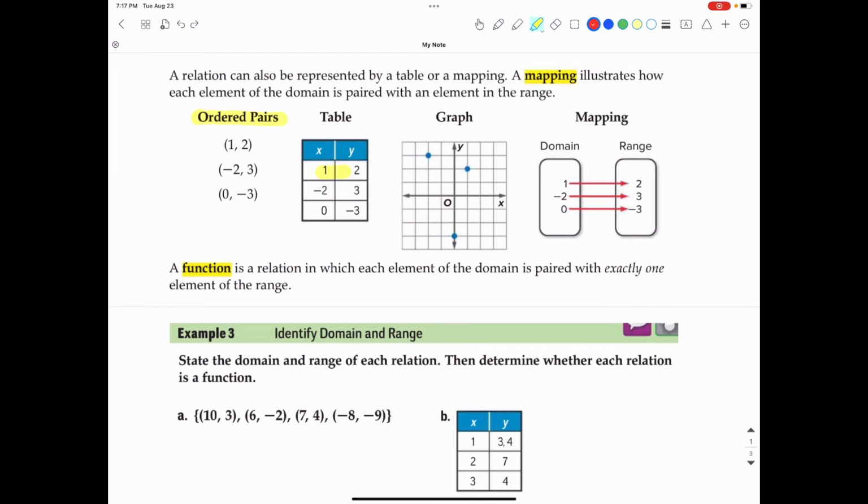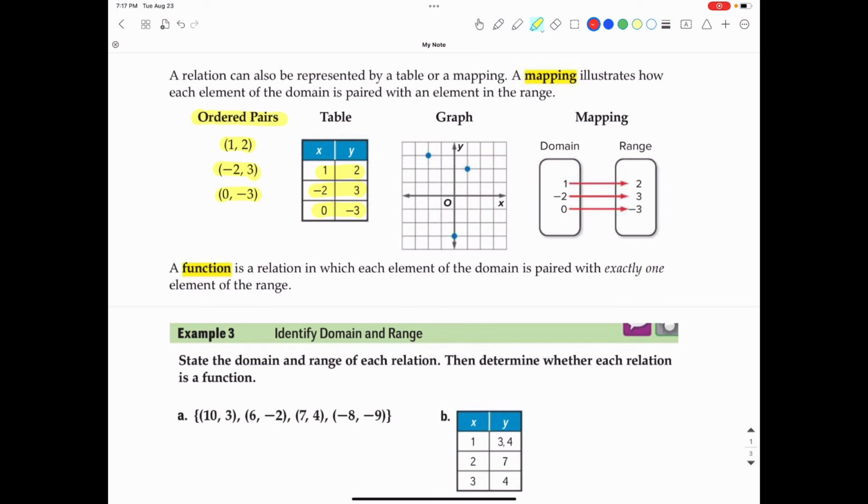1, 2 has an x value of 1 and a y value of 2, and that's actually the exact same ordered pair over here, 1, 2. An x value of negative 2 and a y value of 3 is showing you the exact same thing as this ordered pair, negative 2, 3. And 0, negative 3 in this table is showing you the exact same ordered pair, 0, negative 3, as shown in the parentheses.